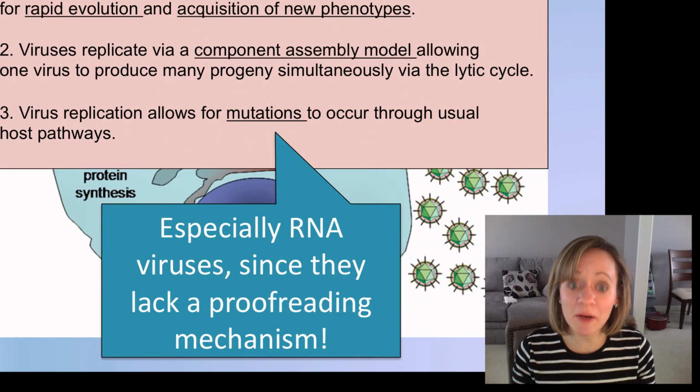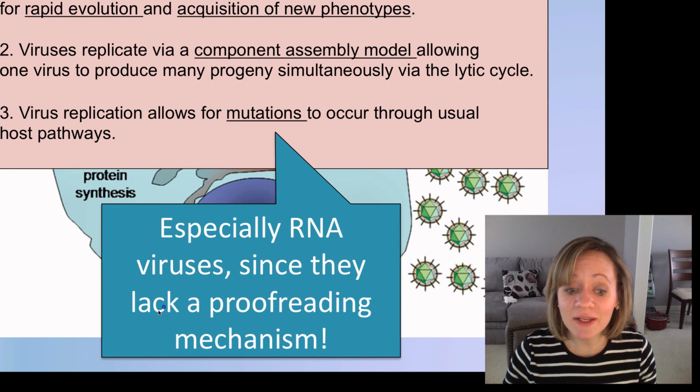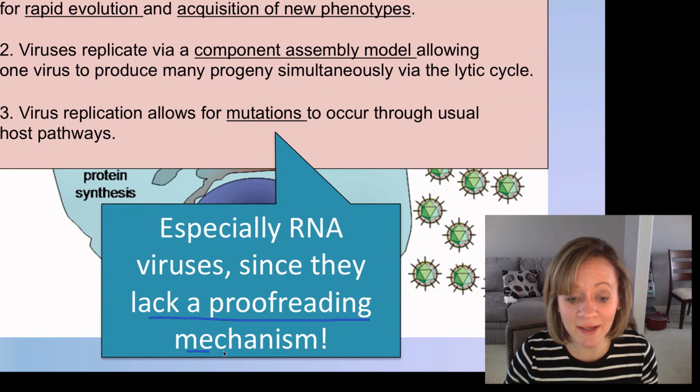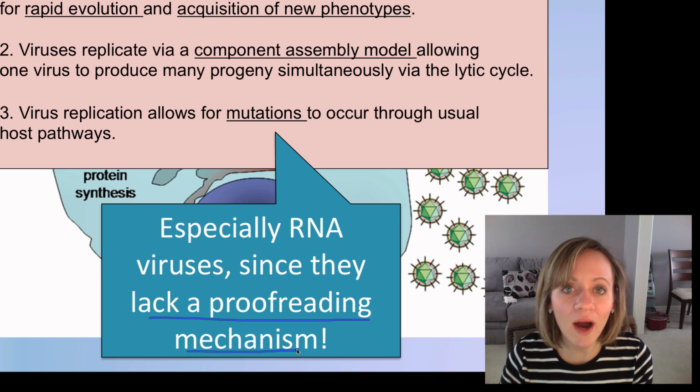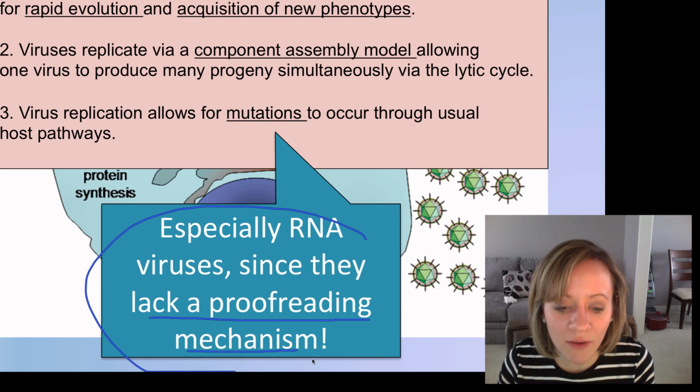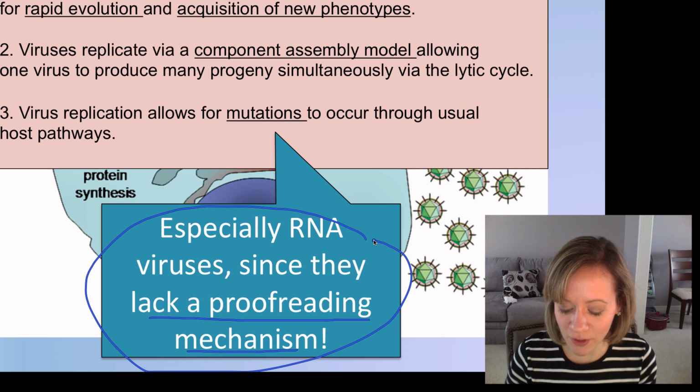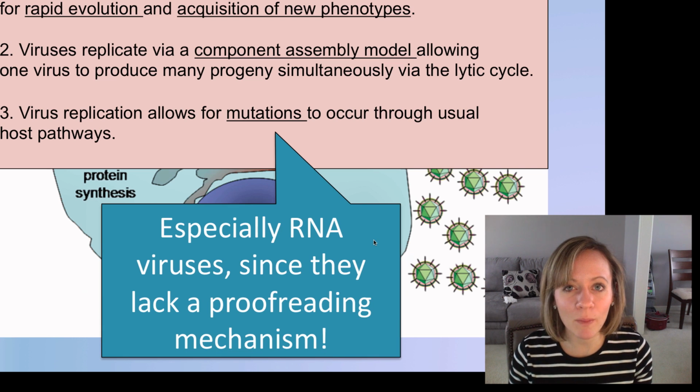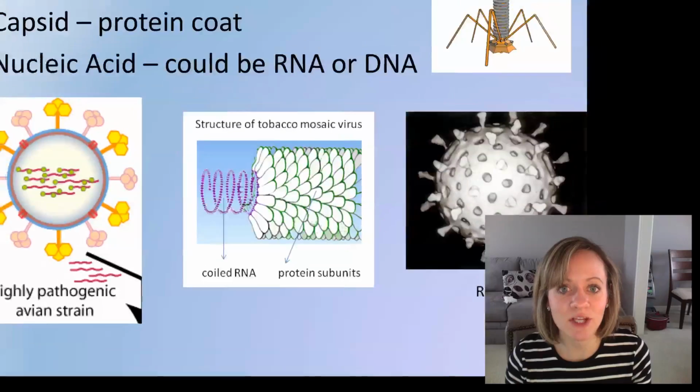Now, mutations are especially common in RNA viruses because they do not have a proofreading mechanism. Now, I want you to write down why you think that is. Why do RNA viruses not have a proofreading mechanism? Think about what we learned about DNA and DNA mutations.